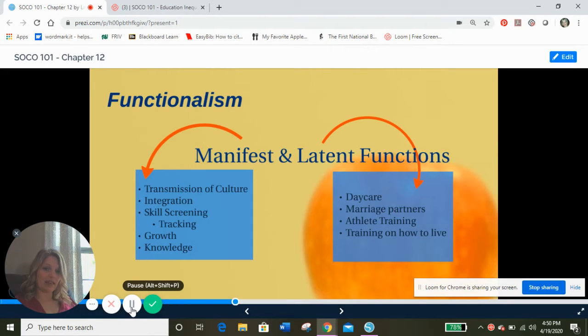And basically, it's training on how to live in a bureaucratized society. So remember, a bureaucracy is a system of efficiency and people specializing in things. And that basically is what a school system is. It's set up where teachers teach very specific things. Think about your high schools, where you have some teachers that teach science, some that teach English.